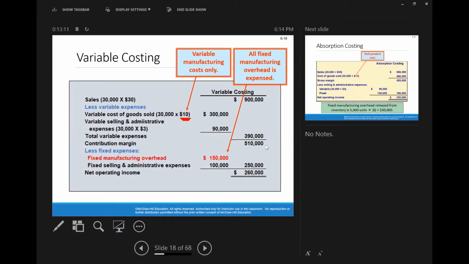Now for variable costing, we bring in the fixed expenses and pull them out. So we have fixed manufacturing 150,000, fixed selling and admin 100,000, for a total of 250,000. Take the difference, and the net operating income is 260,000.